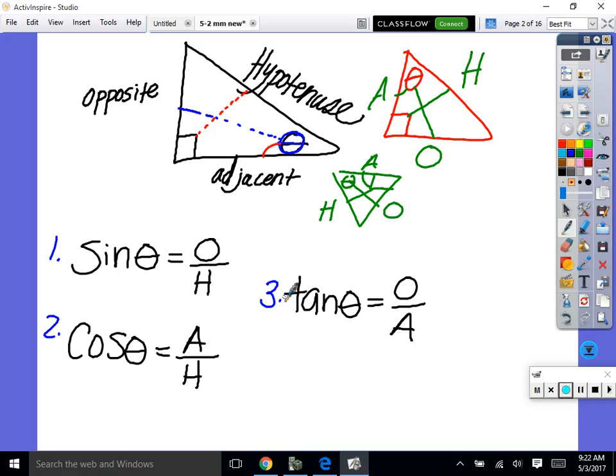Now there's another way that other people learn to memorize it. Sine is opposite over hypotenuse. Cosine is adjacent over hypotenuse, and then tangent is opposite over adjacent.